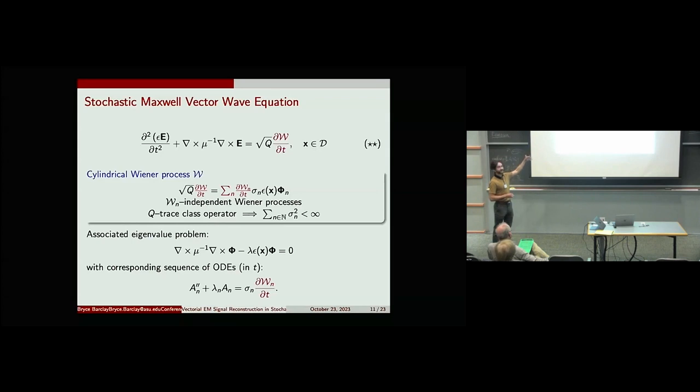And to make this term well-behaved, the operator Q is a trace class operator, which forces the sum of the squares of the sigmas here to be finite. I should note that the sigmas here are actually different than the sigmas on the last slide.